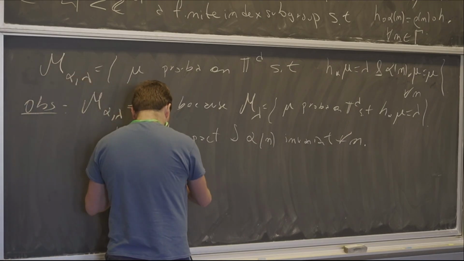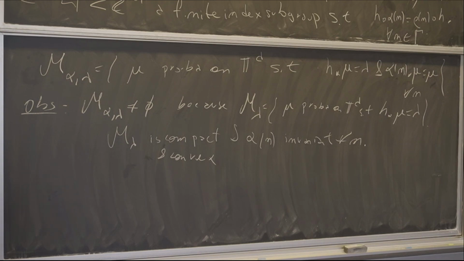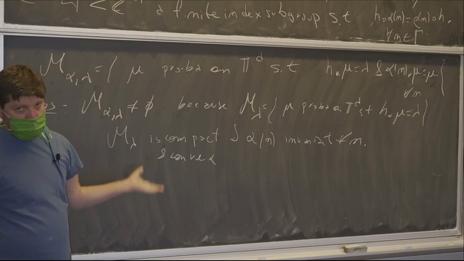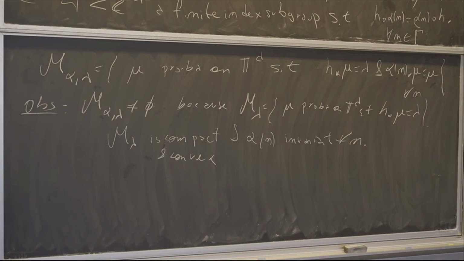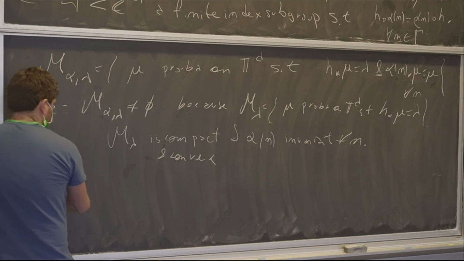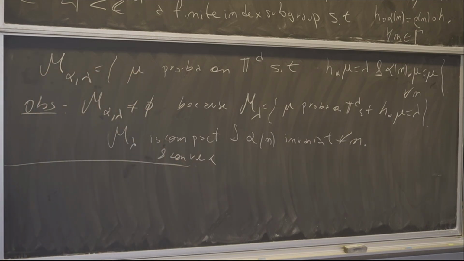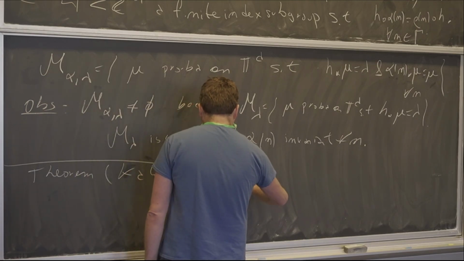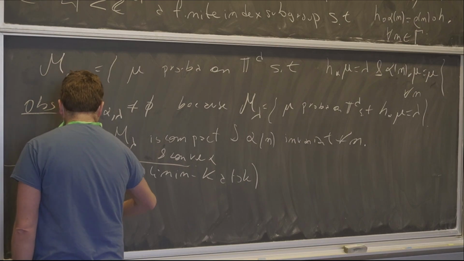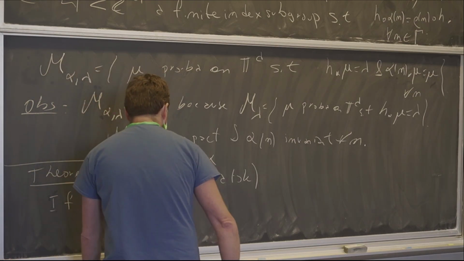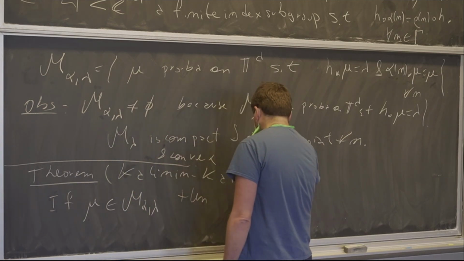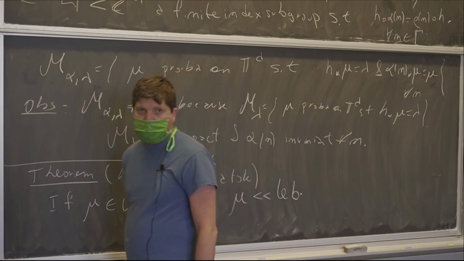Okay, I said compact and convex, because I want to average, I need to keep the convexity, and hence this set is now compact and convex and non-empty, and as always extremal points will be ergodic. So we have ergodic invariant measures for the alpha action that project to lambda. And then the theorem by Kalinin and Katok is that if mu is in there, then mu is absolutely continuous with respect to Lebesgue.